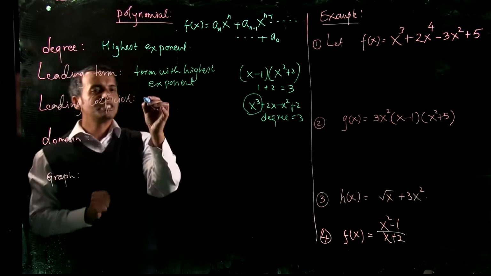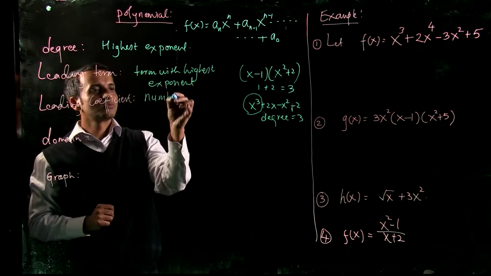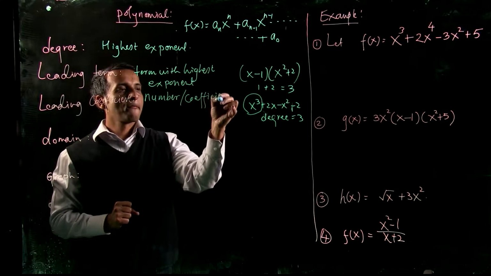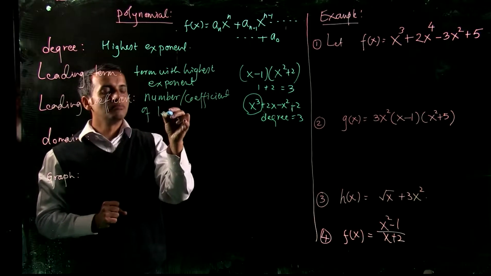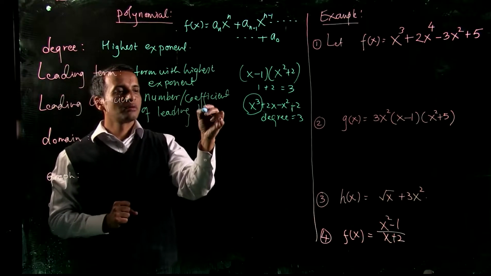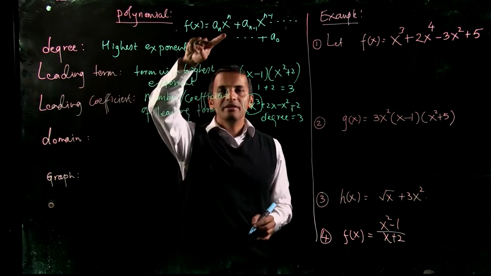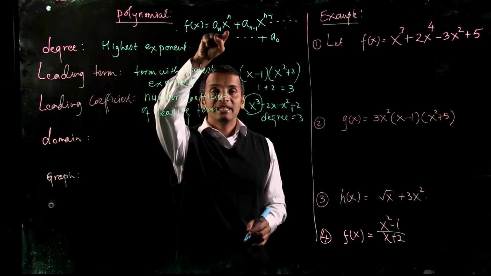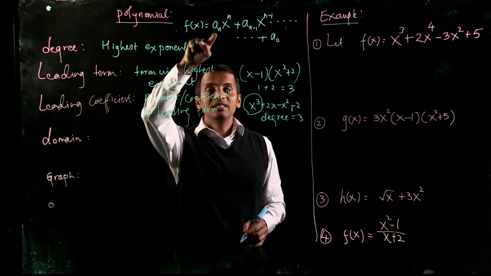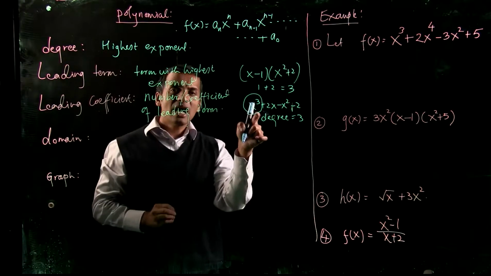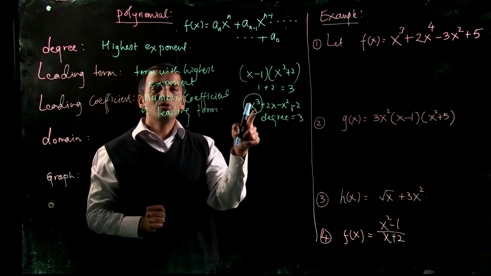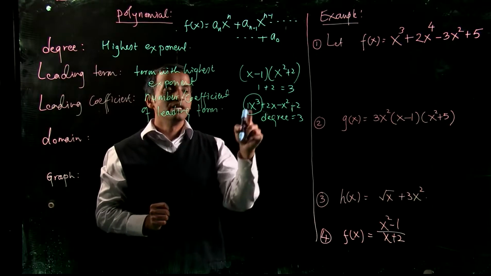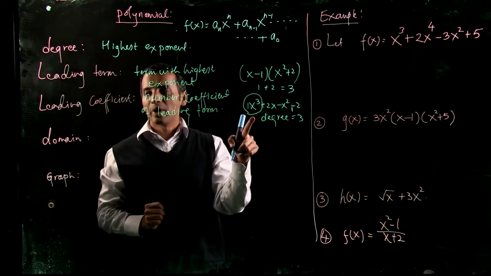Now the leading coefficient is the coefficient of the leading term. See here, this is the leading term. The a_n is the number that is multiplying the x to the n, so this is the leading coefficient. In this case, the highest degree term is x cubed. What is the number multiplying x cubed, or what is the coefficient? It is basically 1. So here, the leading coefficient is 1.